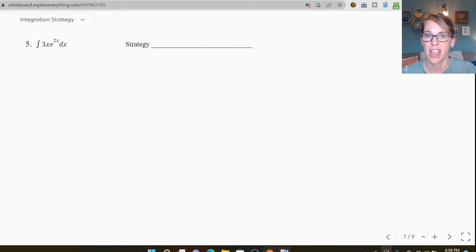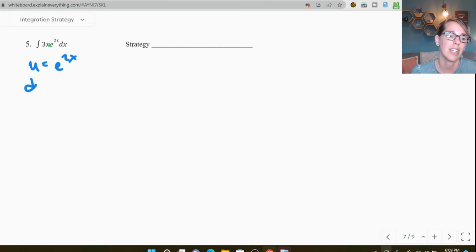In number 5, I've got a 3x e to the x. This is actually pretty similar to the last one that we saw. We do have a product here, so I can put a multiplication symbol right there between the x and the e to the 2x. I could attempt a u-sub, and if I did that, u would equal e to the 2x. du would be 2e to the 2x dx. I don't have all of that in the rest of my integral. So I'm going to abandon the u-substitution. That would have been nice if that worked. But because I have a product and u-sub didn't work, instead I am going to use by parts.